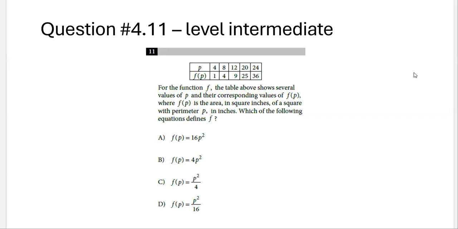This is number 11 on the 2020 PSAT exam. They categorize this as level intermediate. I would argue this is a level easy. We just have to know what a function is and how to use them.